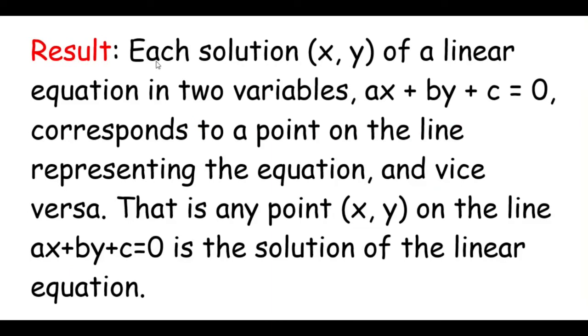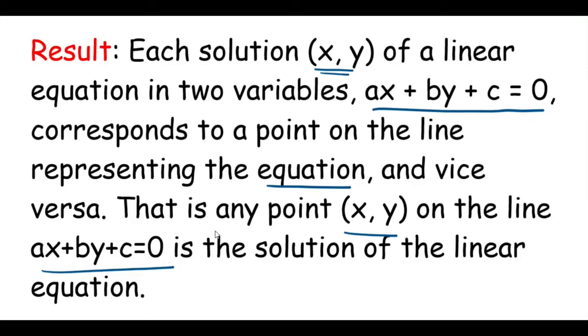So based on this example, we can infer an important result. This result states that each solution (x, y) of a linear equation in two variables ax + by + c = 0 corresponds to a point on the line representing the equation, and vice versa. Vice versa means that any point (x, y) on the line ax + by + c = 0 is the solution of the linear equation.